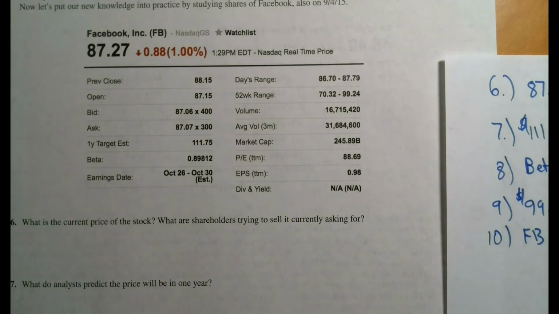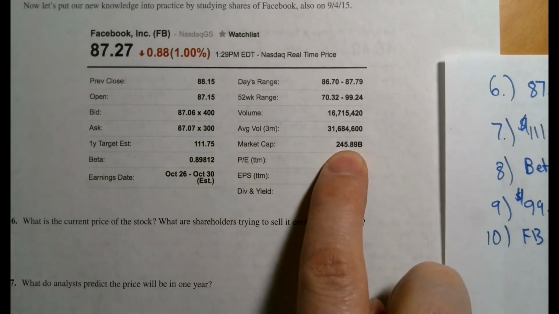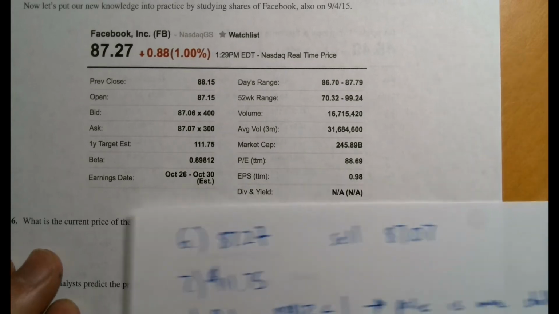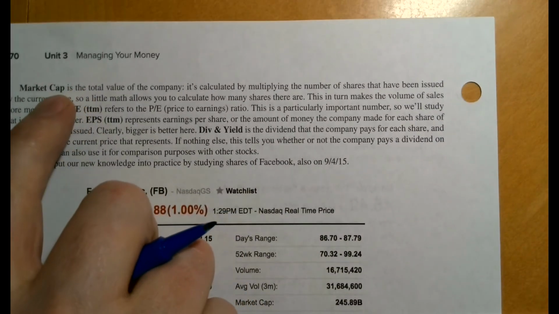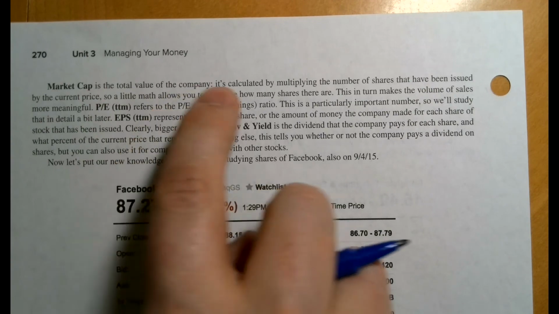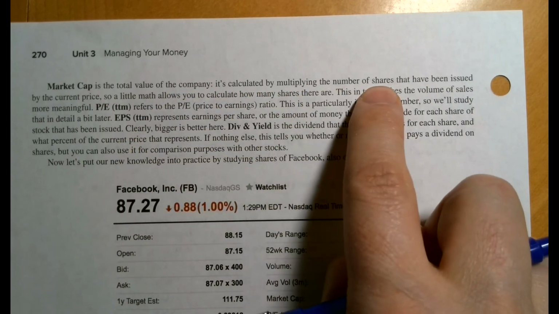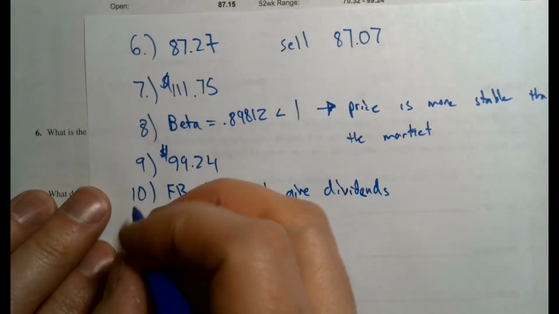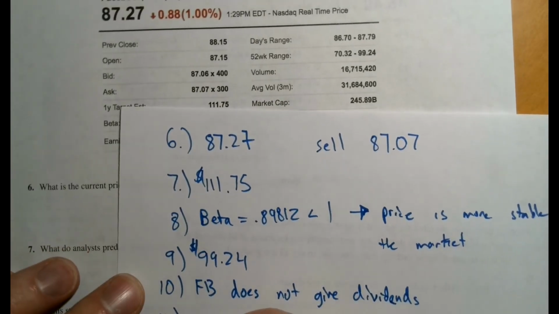All right, switching then to question 11, we are to use the market cap, so that's this, 245.89 billion, and calculate the number of shares the company issued. Well, if we look back up here at the beginning of page 270, it says the market cap is the total value of the company. It's calculated by multiplying the number of shares that have been issued by the current price. So I can write a nice little formula for us. Market cap equals number of shares times the current price.